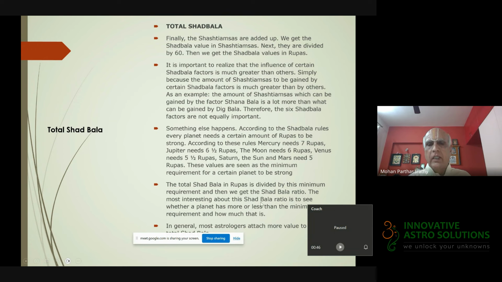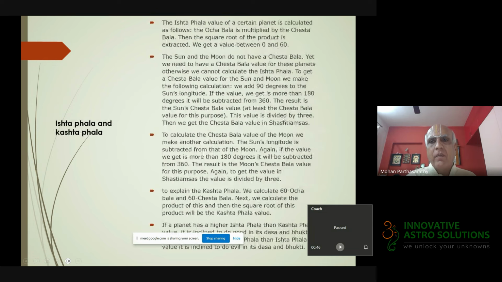Generally astrologers attach more value to the Shadbala points in rupas, and also the ratio, in the order in which you can also study the strength of each planet by rating them. So that is also very useful, which you will see later in the sample horoscope.